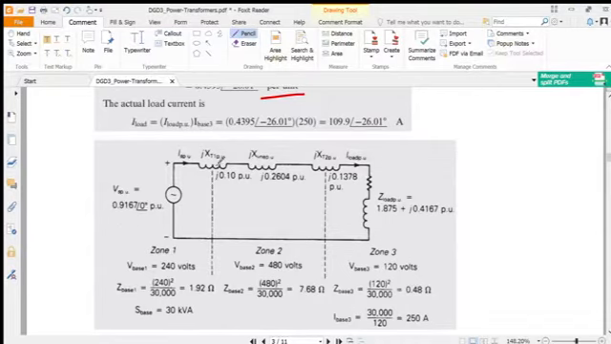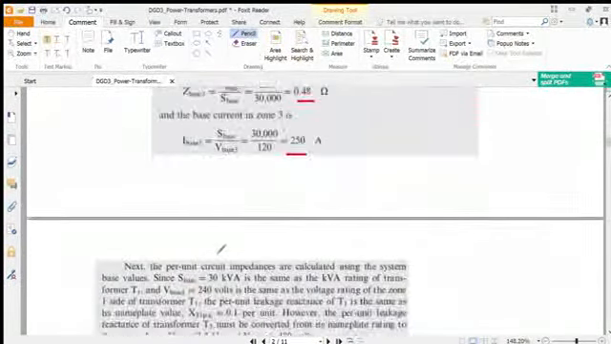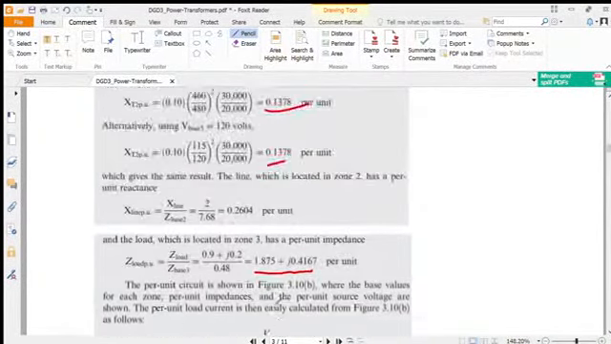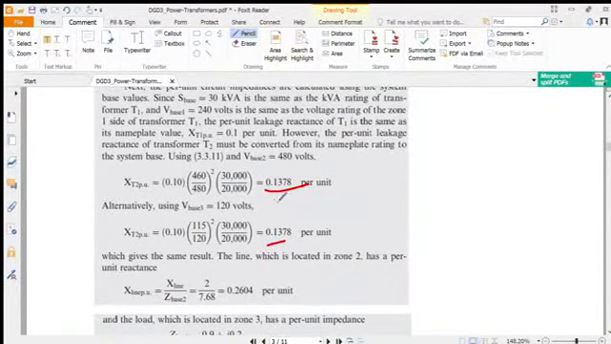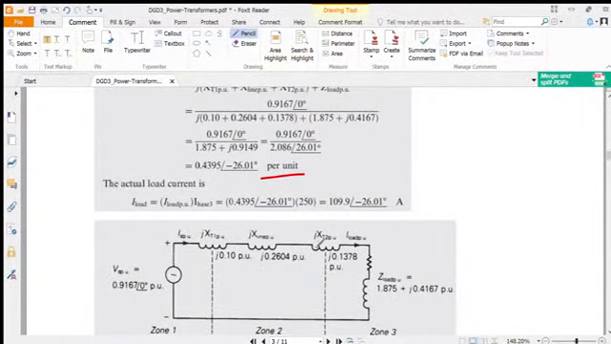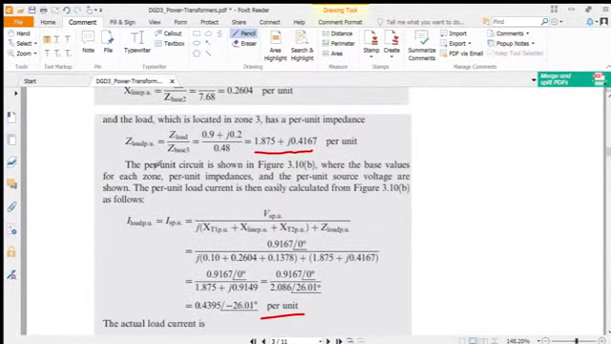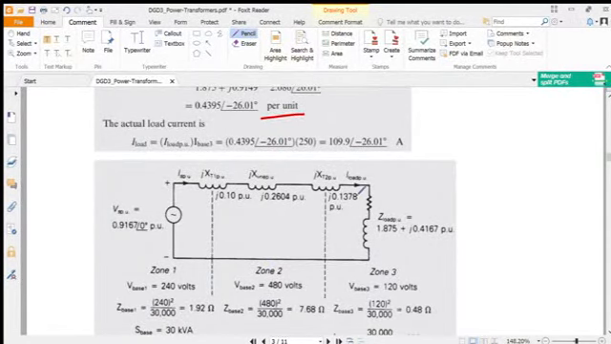If we divide the actual 220 by the base reference 240 in zone 1, we get 0.9167 per unit. Then transformer T1, given in the question, is 0.1, and transformer T2 we just found over there. The transmission line is 0.2604, then transformer T2, and here is the load per unit value. So this is the whole per unit diagram.